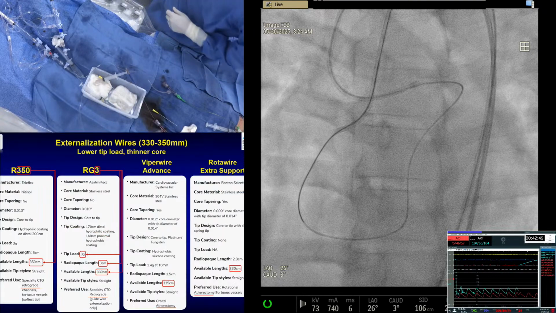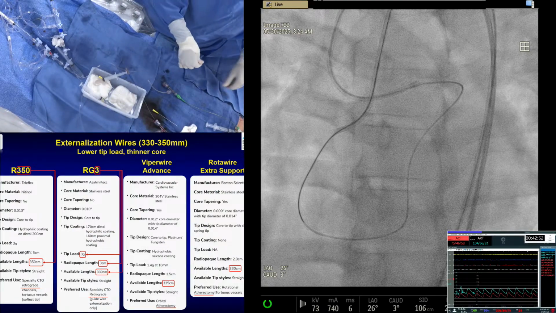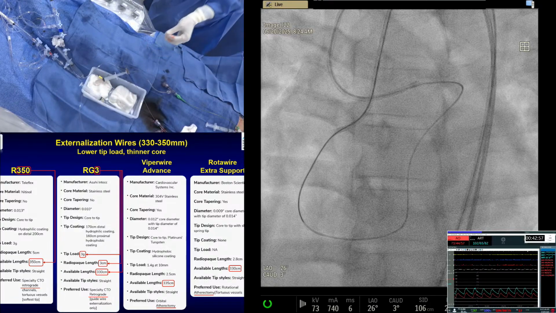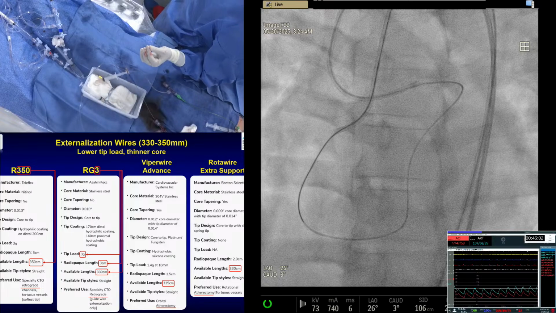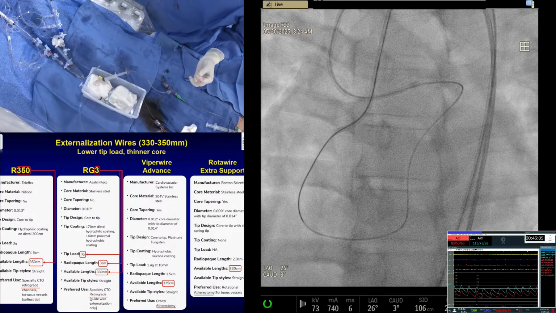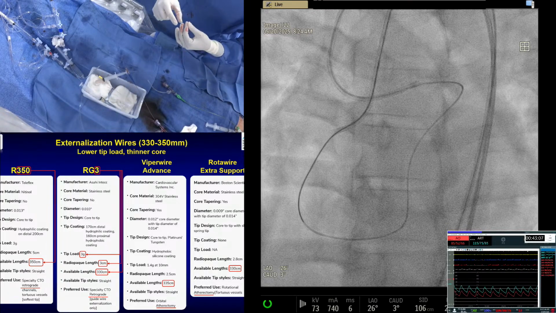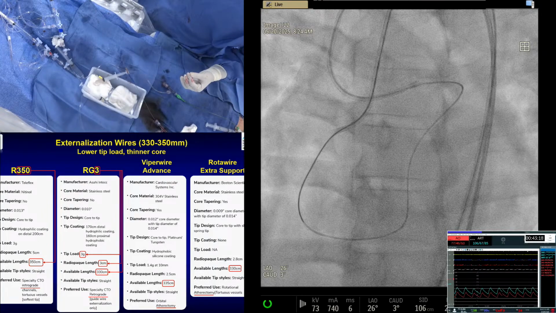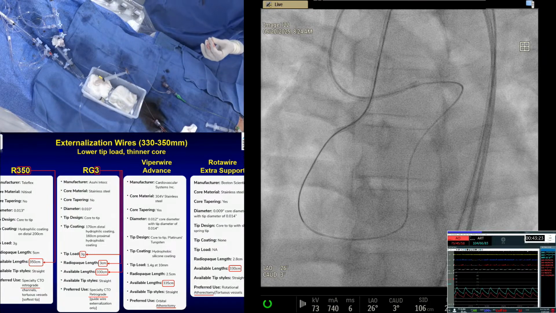These are the ones: R350, RG3, Viper wire. To remember, 350 means the length is 350. RG3, everything is 3: 3 gram tip, 300, and the dark portion is 3 centimeters. Then you have your Viper, and then you have a Rota extra support. We said the first 2 are the best. If you don't carry them, you can use the Viper, or if that also doesn't exist, maybe you can use the Rota extra support wire. Okay.